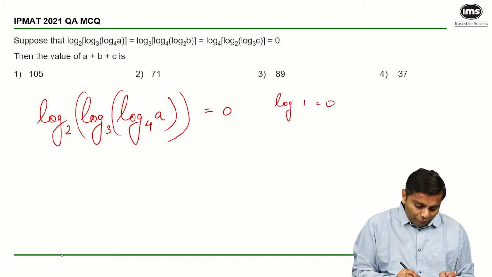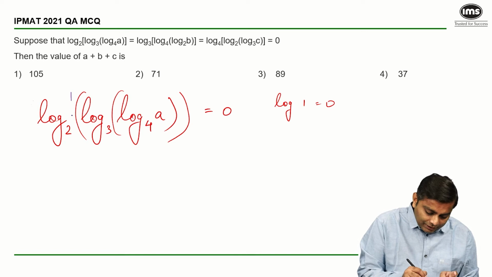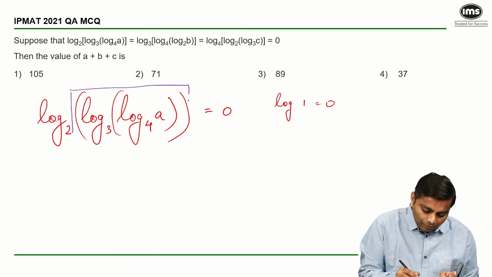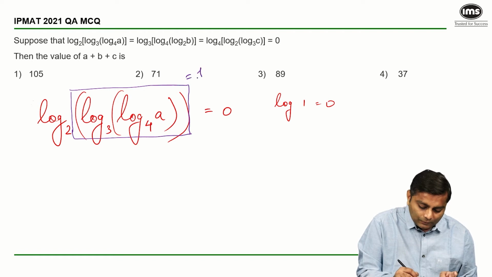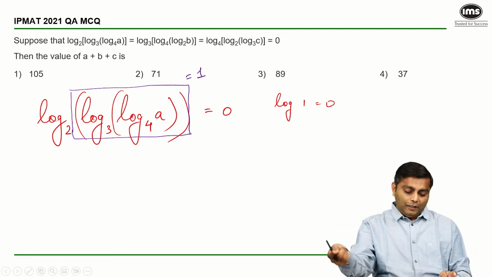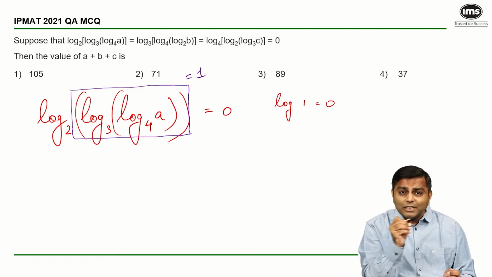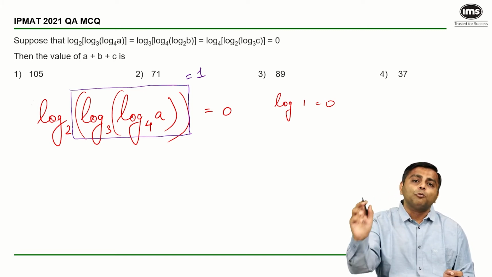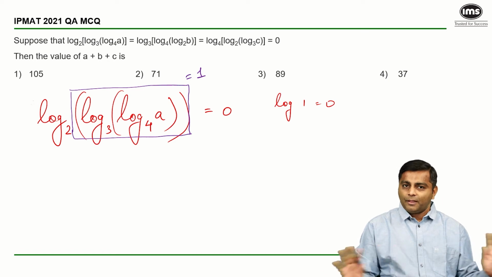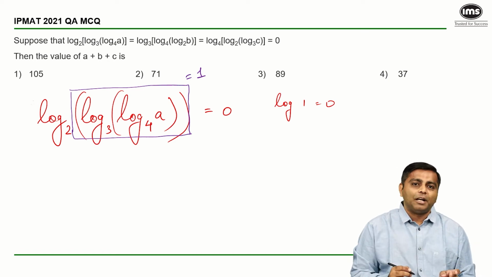Correct. So if log of 1 is equal to 0, do you really understand that this box should be equal to 1? So then we can say log of 1 to the base 2 will be equal to 0. So if I reduce that entire box to be equal to 1, my life is sorted. Okay, that's the first objective that we are trying to do.